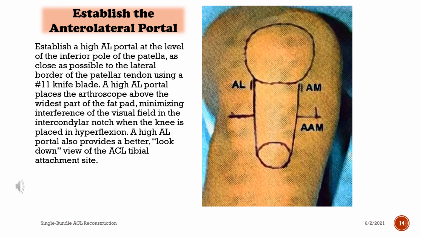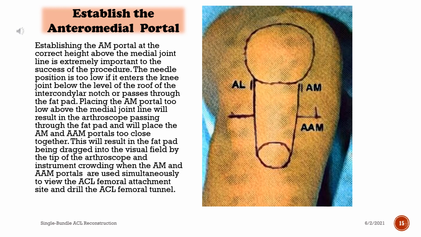Establish the anterolateral portal. Establish a high AL portal at the level of the inferior pole of the patella, as close as possible to the lateral border of the patella tendon using a number 11 knife blade. A high AL portal places the arthroscope above the widest part of the fat pad, minimizing the interference of the visual field in the intercondylar notch when the knee is placed in hyperflexion. A high AL portal also provides a better, look-down view of the ACL tibial attachment site.